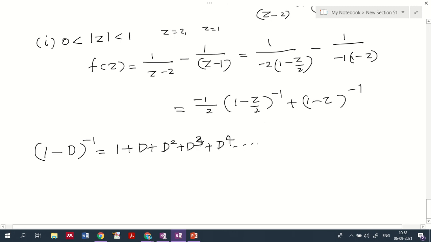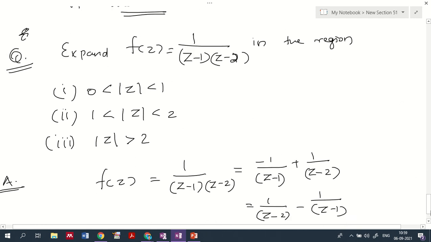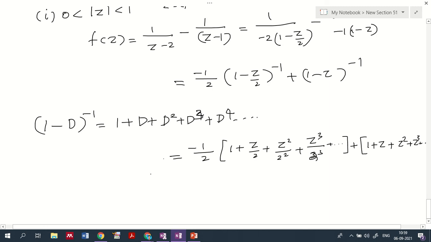So from that idea you can expand this function in similar fashion. You will be getting minus 1 by 2 into 1 plus z by 2 plus z square by 2 square plus z cube divided by 2 cube etc. Similarly, 1 minus z also you can expand, that expansion will be 1 plus z square plus z cube plus etc, like this. Okay, so if you do that you will have the corresponding representation.